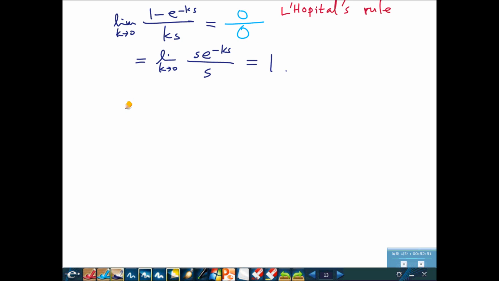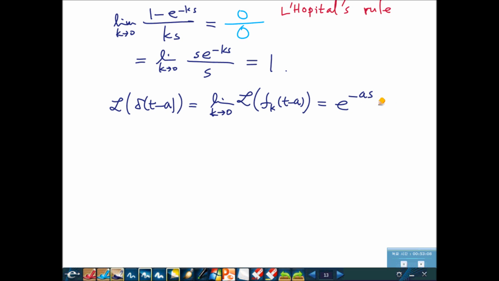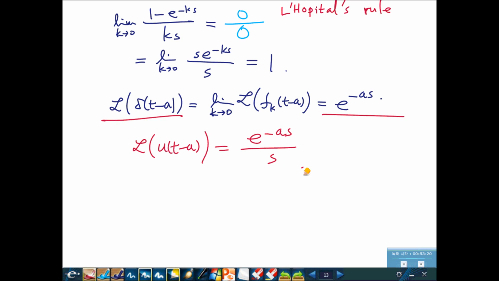So the Laplace transform of delta function is actually limit k goes to 0, Laplace transform of f sub k, t minus a, and that is e to the minus as. Okay? You remember u of t minus a was e to the minus as over s. Right? Delta, there's no division by s.